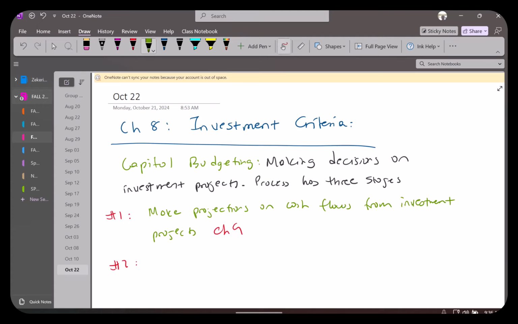Second stage is deciding on a hurdle rate or cost of capital. Basically, we're going to make a decision on what is the rate at which we're going to discount the future cash flows from the project. And that's going to depend upon the nature of the risk. And this is the topic of chapter 11 and 12.